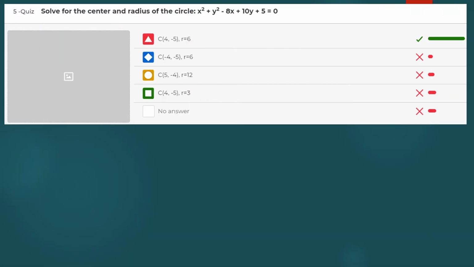Okay, next, number 5. For the center and radius of the circle, x squared plus y squared minus 8x plus 10y plus 5 is equal to 0. So this given equation here is in general form. In general form, we cannot identify right away the center and the radius of the circle. So, we need to write this equation first in its standard form, or the HK form.